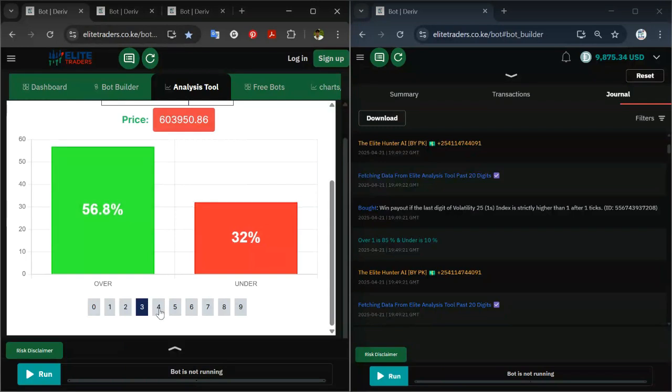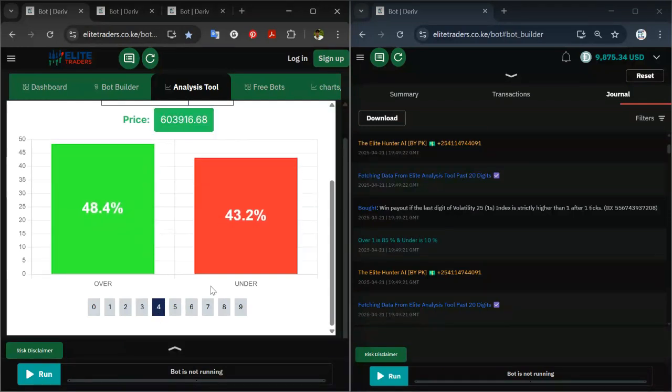In case you are trading under, when it comes to the recovery, it should always be 55% and above.